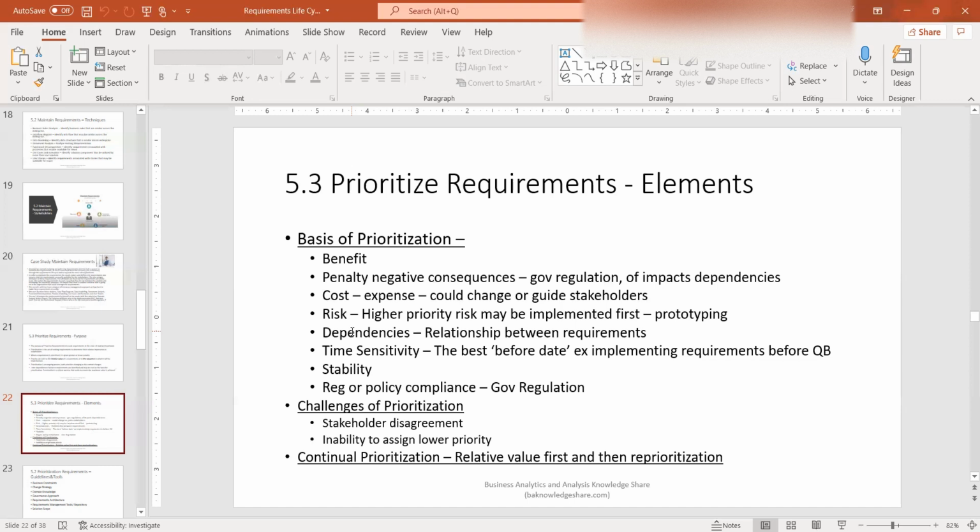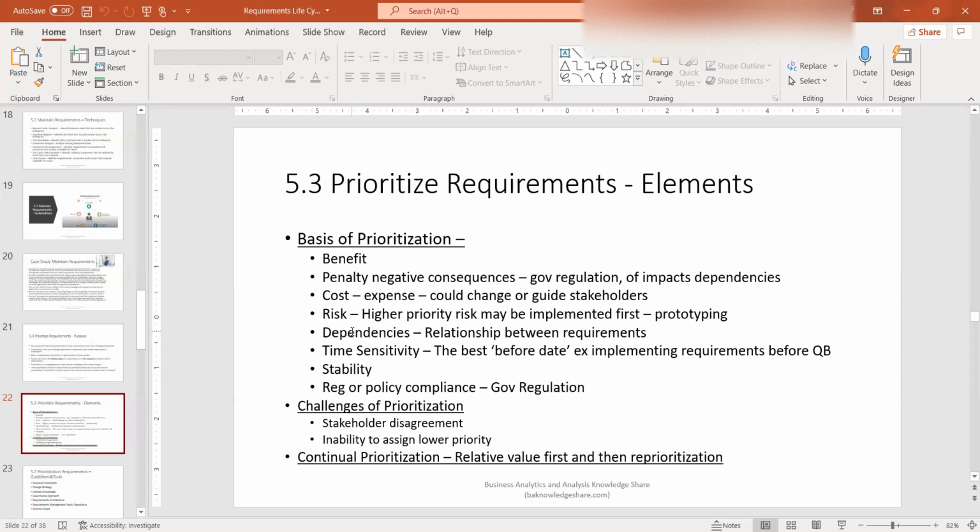Cost, you've got to look at expense. Could this expense factor guide stakeholders to prioritize requirements? Risk, is there a higher priority risk that needs to be implemented first? Many a time prototyping is done in order to understand if a requirement that is at high risk is able to be produced. So they narrow it down with a prototype, and a prototype is basically a model of the product.